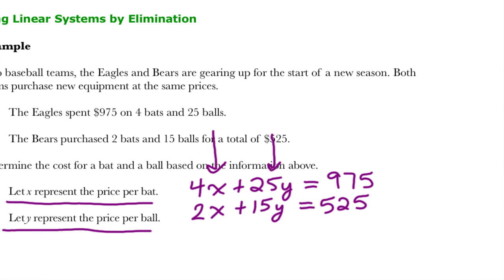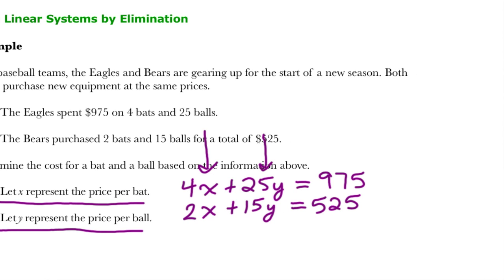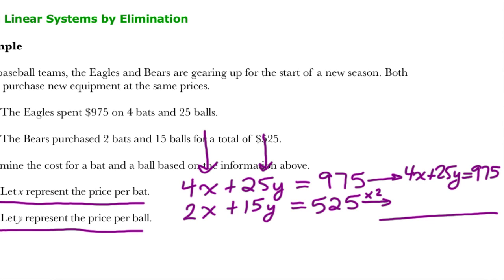What looks easiest to me would be to leave the first line as it is, but multiply the second line by 2. If we did that, then we would have a 4x in the top equation and a 4x in the bottom. And that way we're going to be able to eliminate the x terms. So 4x, I'm just going to rewrite the first line, but the second line is going to get multiplied by 2. So we would have 4x, 30y, and 1050.